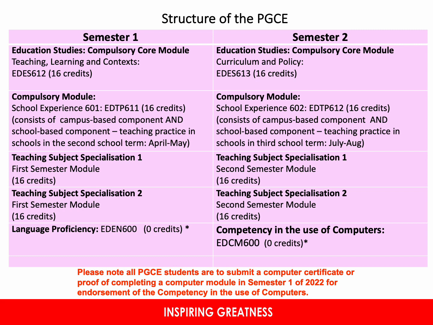The structure of the PGCE. In semester 1, you will register for 5 modules, and in semester 2, you will register for 5 modules. The Language Proficiency Module, ED-EN 600, is a 0-credit module. You must register for this module. You will not have any lectures for this module, but you will be given an endorsement for this module based on your matric or undergrad certificate.